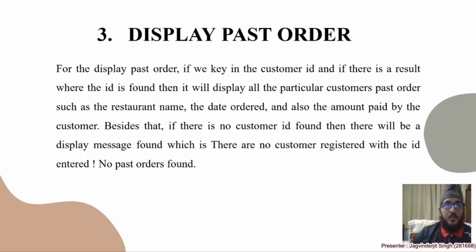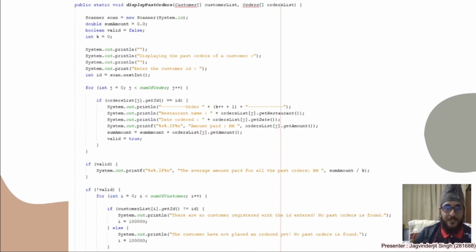So here we can see the coding for display past order. The System.out.println will display the past order of a customer, enter the customer ID. So once we have entered the customer ID, the restaurant name, the date ordered, and also the amount paid by the customer will pop out in the output. If no customer ID is found, then there will be a pop-out message: there are no customers registered with the ID entered, no past order is found. Or the customer has not placed an order yet, no past order is found.